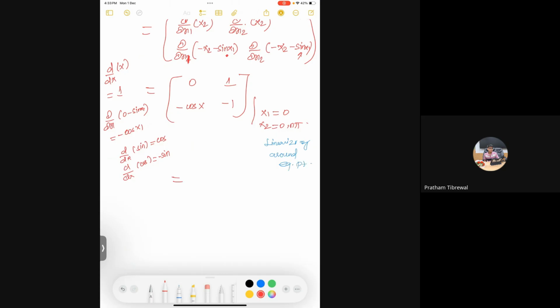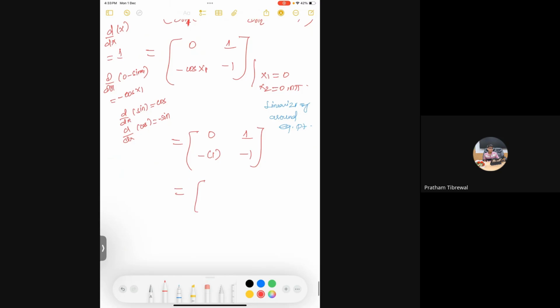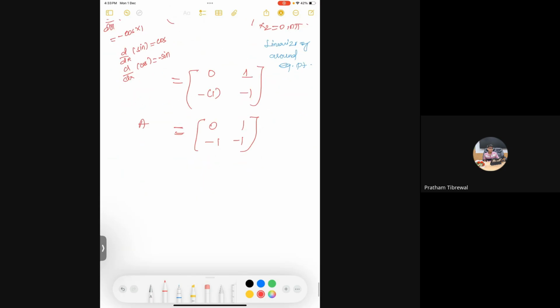Now wherever x1 is there, we are going to substitute 0. cos 0, is it 1 or minus 1? cos 0 is 1. Okay. Minus 1 as it is. So this will be 0, 1, minus 1, minus 1. So this is your linearized form of your nonlinear system.